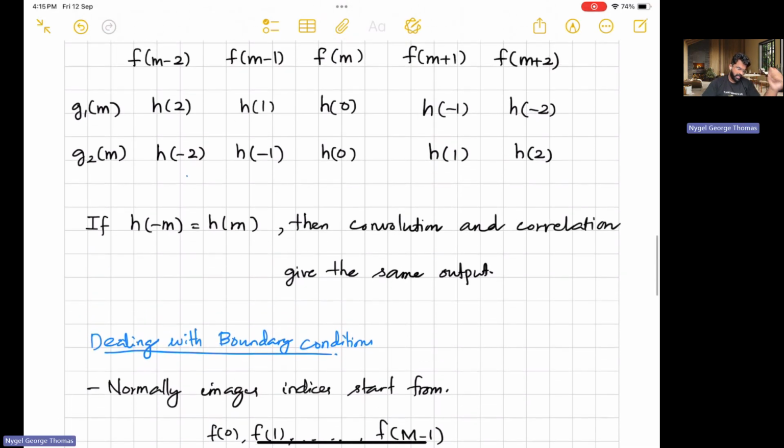So what we understand is that if h of minus m is the same as h of m, then the convolution and correlation give exactly the same output.